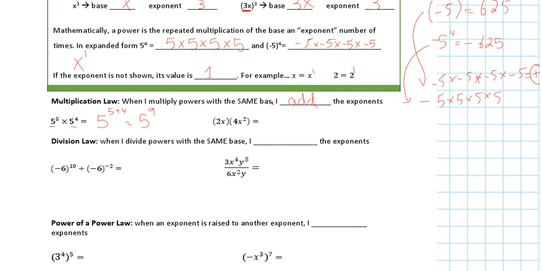4x squared. Can I write 4x squared as, I'm just going to rewrite the first one. Can I write 4x squared as 2x all the way to the power of 2? Are they the same thing? So 4x squared and 2x all squared, are they the same thing? What is 2x squared? What does that mean? Write an expanded form for me.